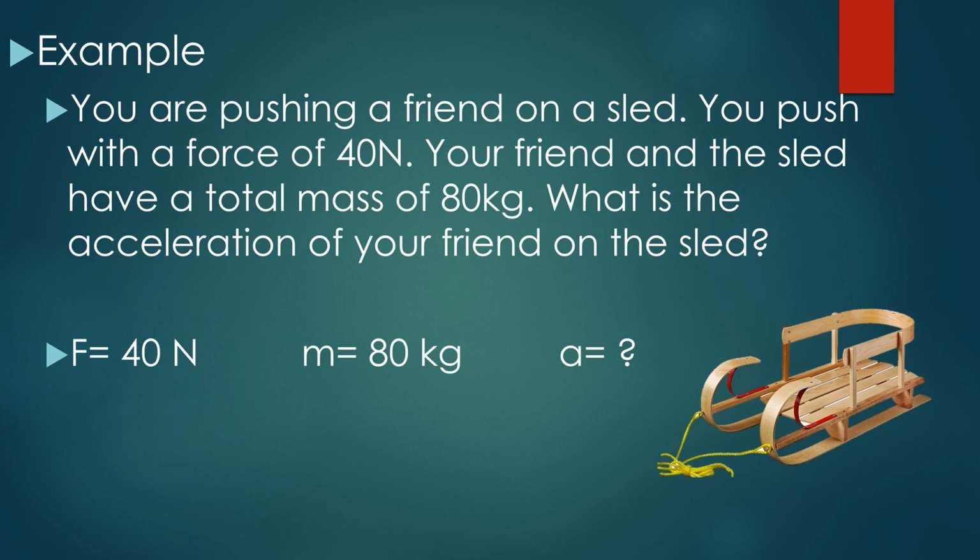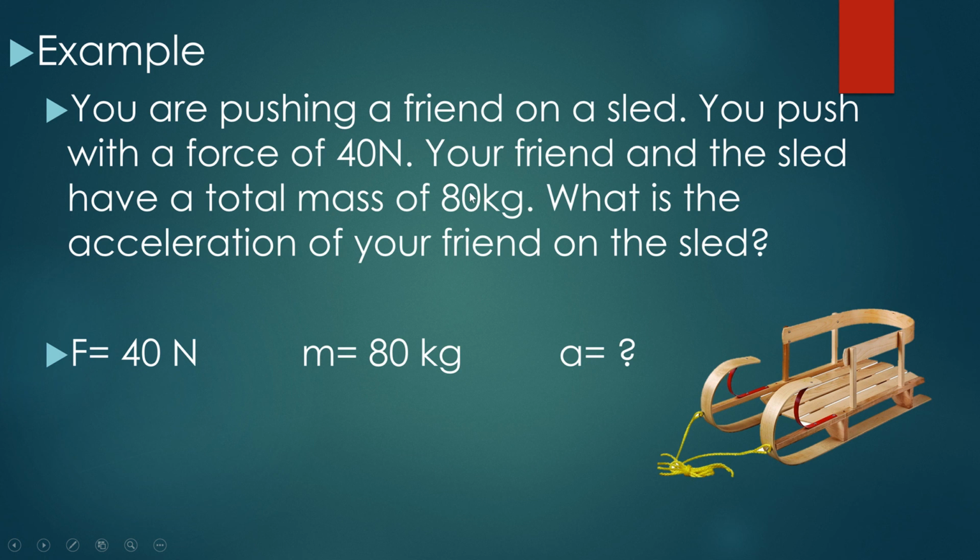You are pushing a friend on a sled. You push with a force of 40 newtons. Your friend and the sled have a total mass of 80 kilograms. What is the acceleration of your friend on the sled? So you are pushing your friend. You are pushing with this force. So we're not looking for force here. We already have force.